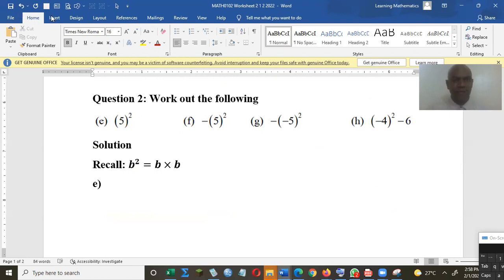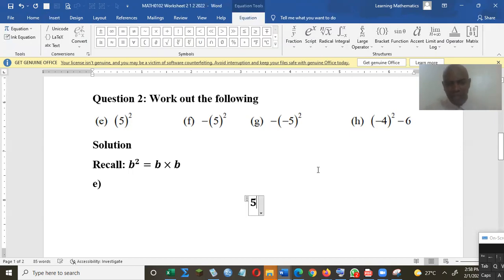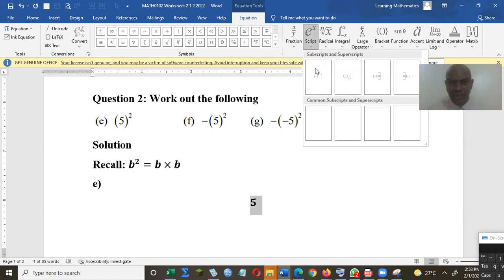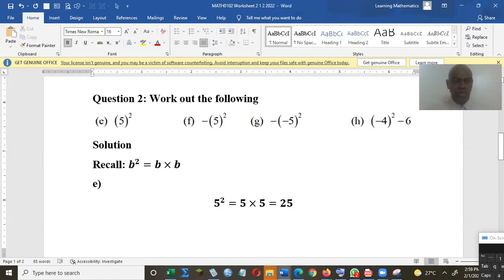we have 5 squared. You go to insert, you go to equations, you put your 5, you highlight the 5, make sure you highlight it, and then you go to script, superscript. 5 squared is equal to 5 times 5. 5 squared is 25. You can punch that in your calculator and you get 25, and you say, so what is the point? The point is for you to know that powering is multiplying by itself. The calculator can do it for you, but just remember that powering is multiplying by itself.